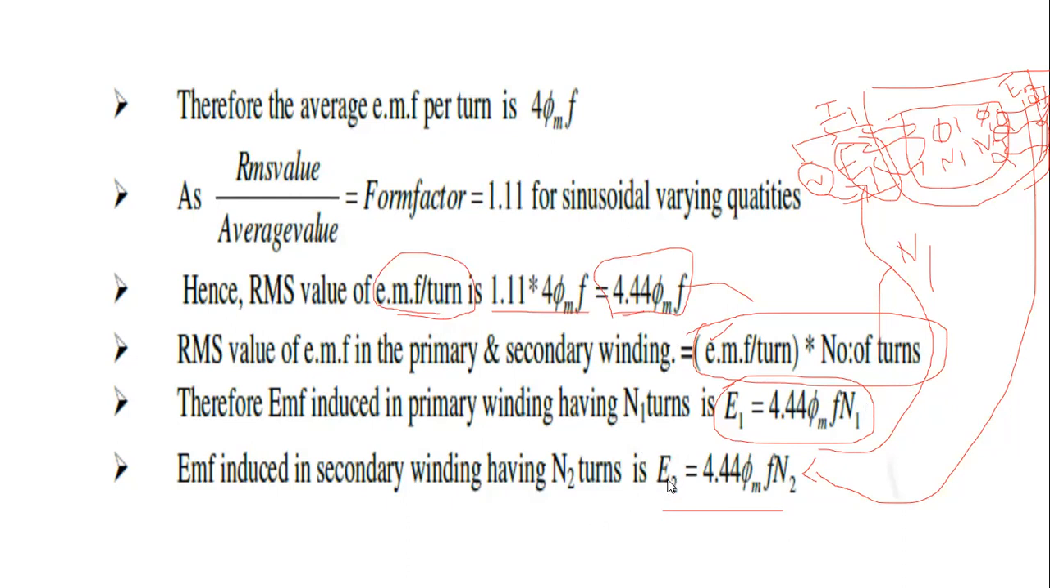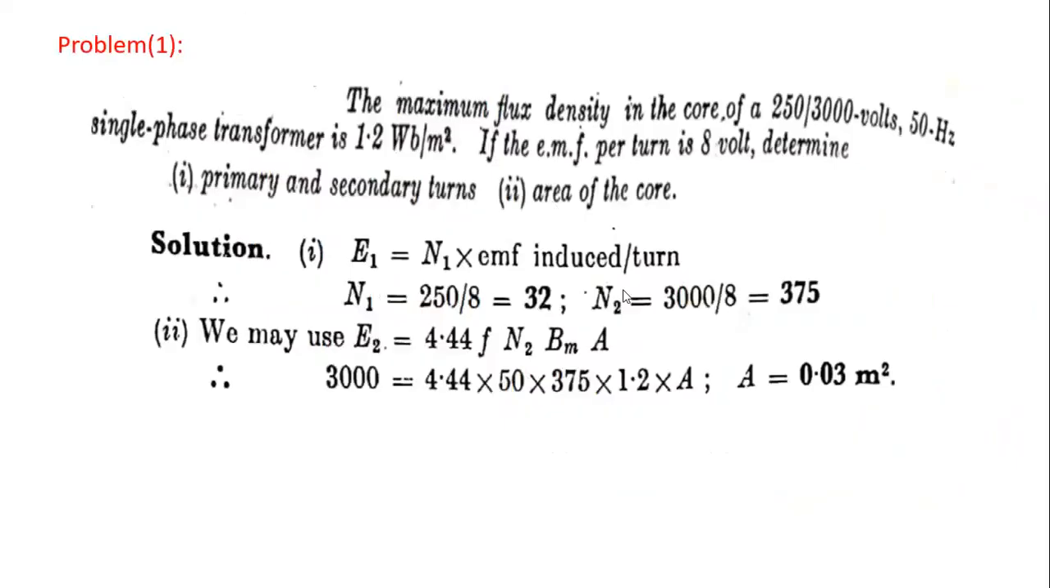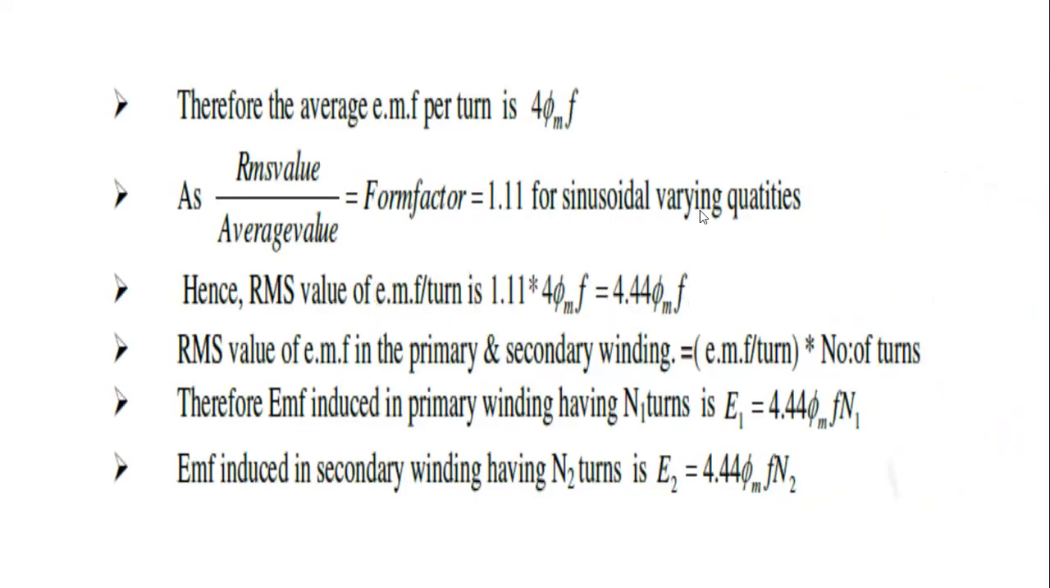Therefore, E1 is equal to 4.44 φm f N1 and E2 is equal to 4.44 φm f N2. This is the EMF induced in the primary and secondary windings. Understand? This is the EMF equation in the case of a transformer.